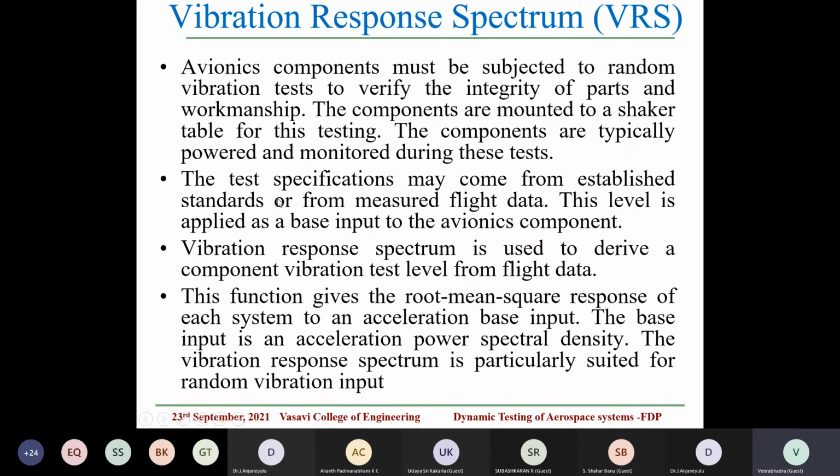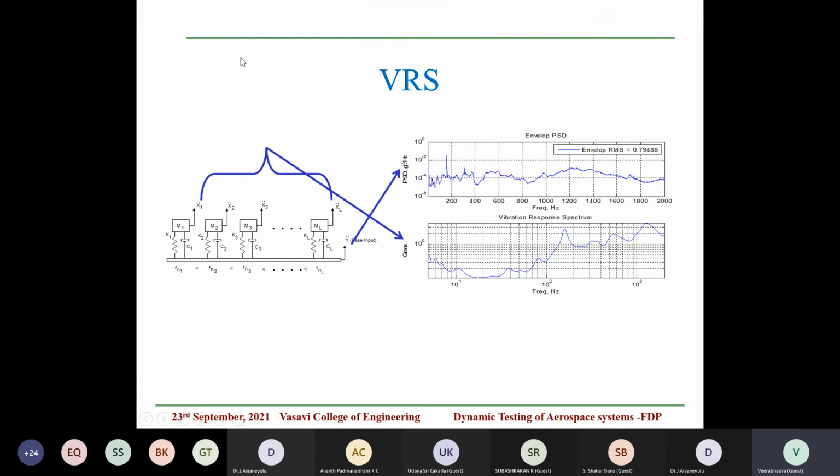And suppose if it is a vibration, we are simulating something called vibration response spectrum. What is vibration response spectrum? I will explain with an example here. If any input is given, a multi-degree of freedom system is arranged into a number of single degree of freedom systems with increasing natural frequency, and the input is given at its base, and each system will have its resonance, and it will have a peak at one point.